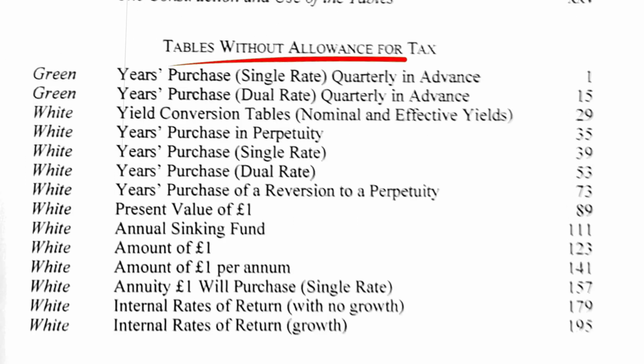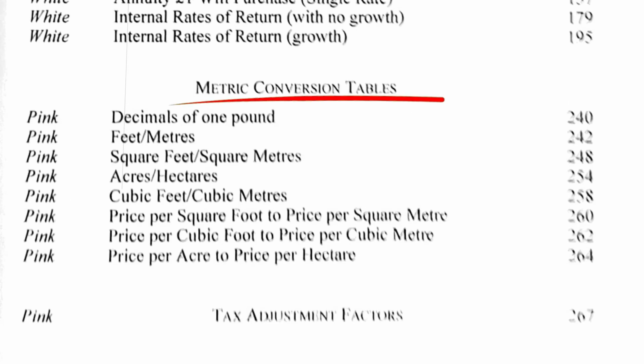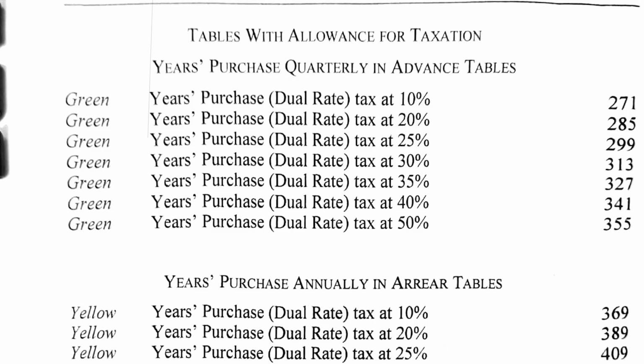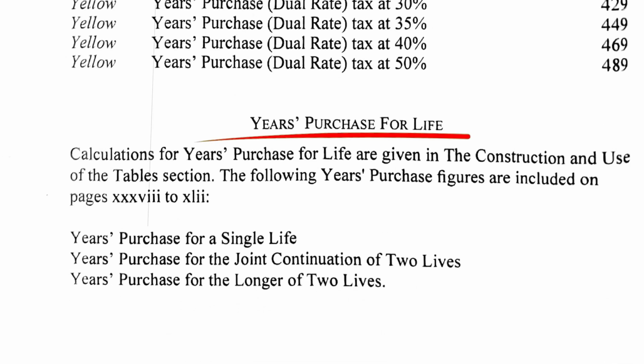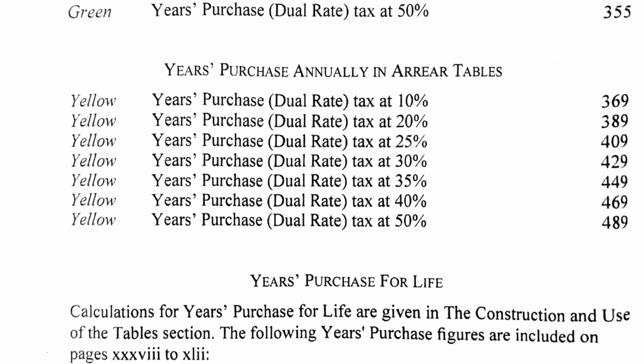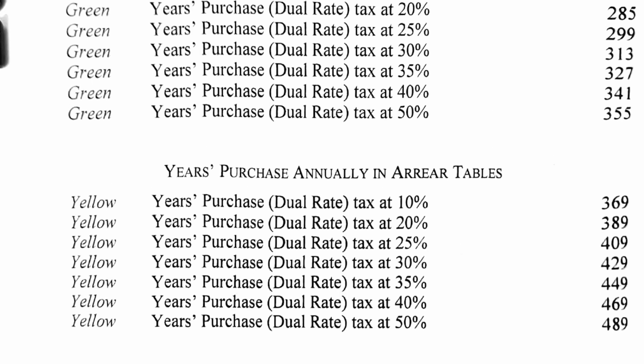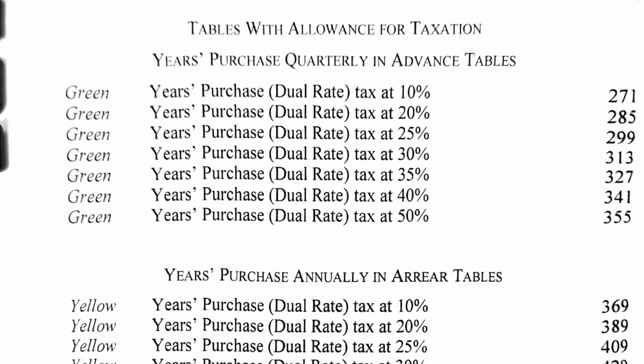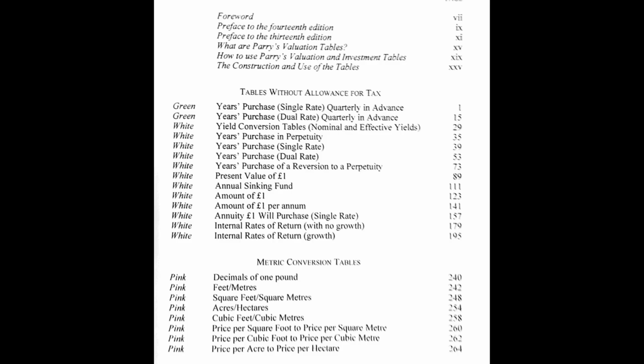So we have the tables without allowance for tax, we have the metric conversion tables, we have tables with allowance for tax, and then we have the years' purchase for life. Depending on which of these you want to use, you can check the contents table for the page. So now let's go into how to practically use it.